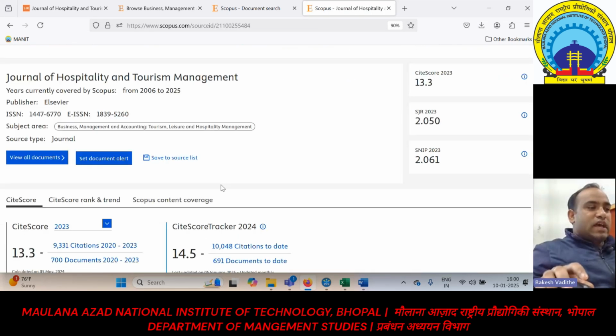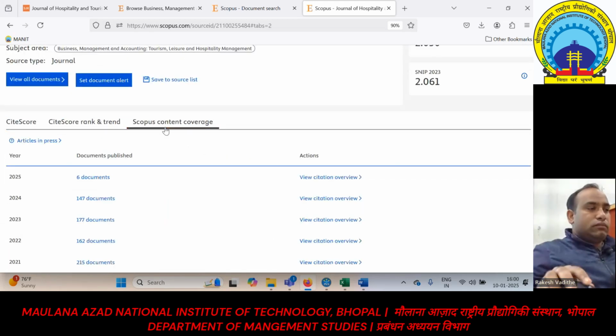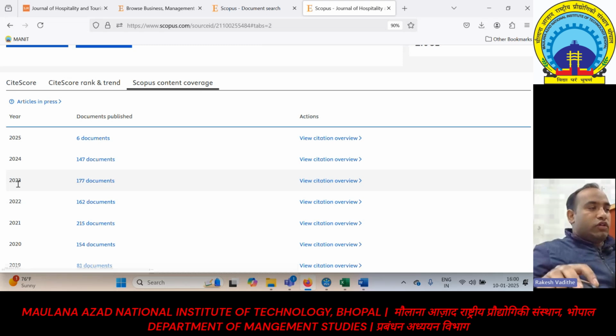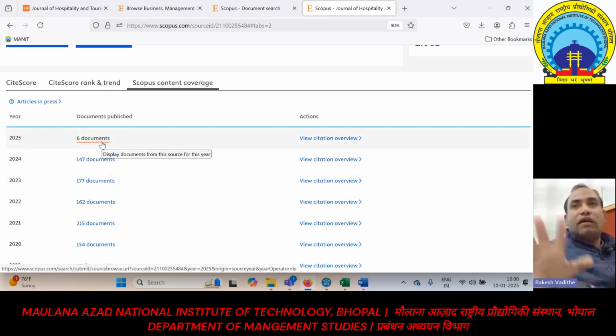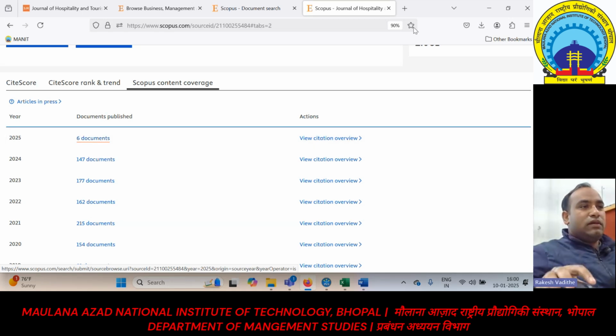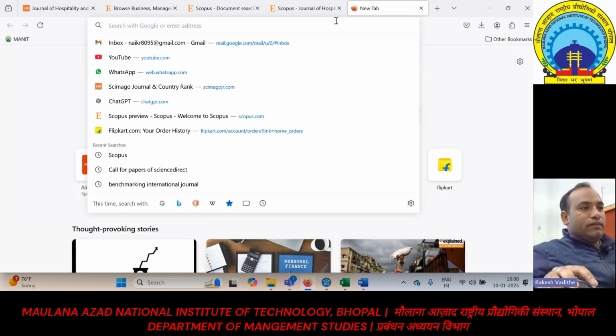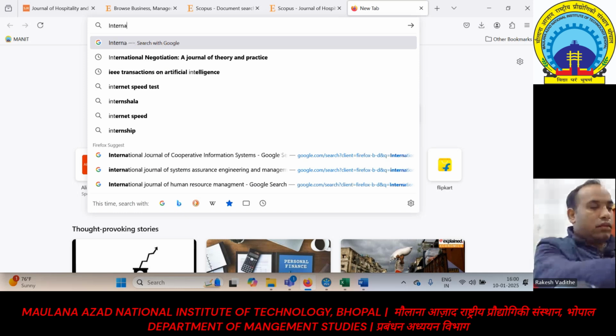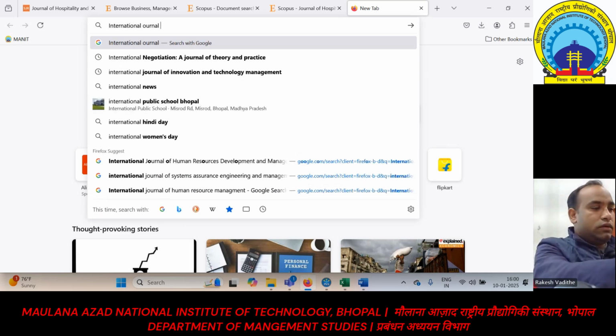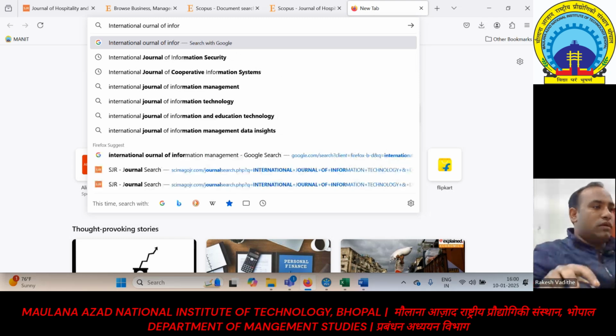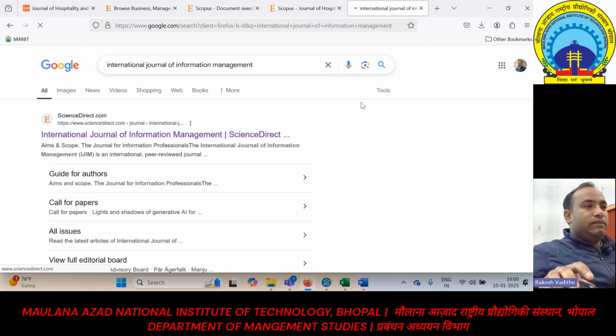You see how many papers they are publishing in one year. Last year, in 2023, they published 177 articles. This year they have 147. Suppose they are getting fewer papers, it means there is hope that your paper will go under review. Suppose they are publishing only 10 or 20 papers, I will show you.